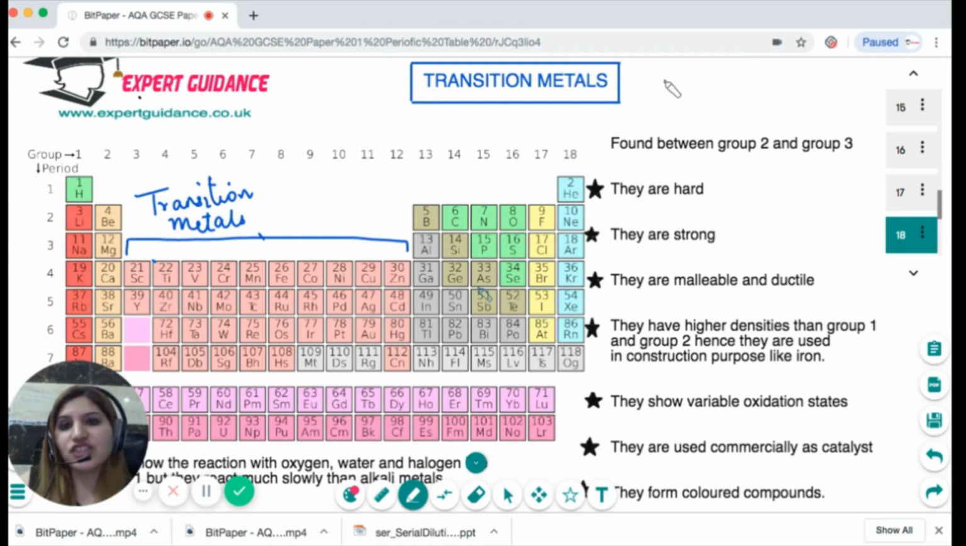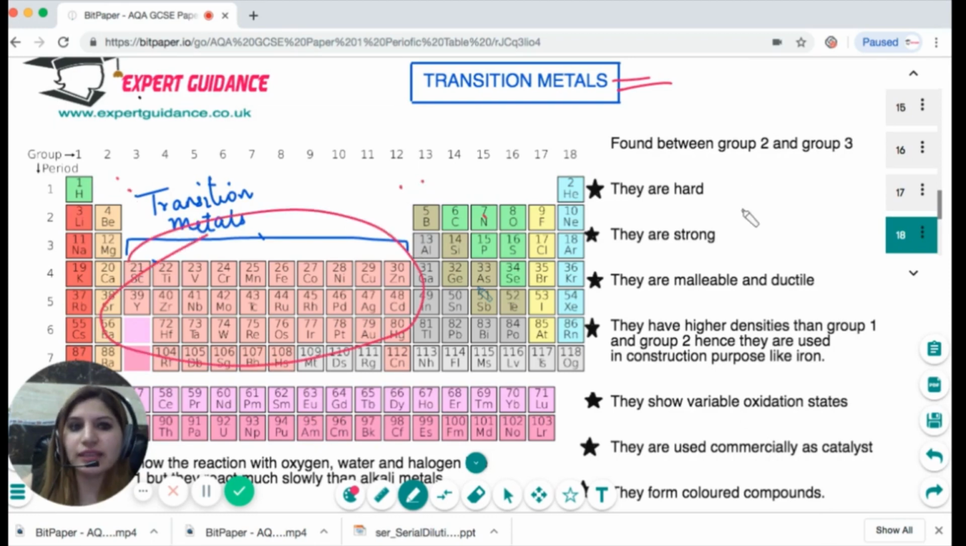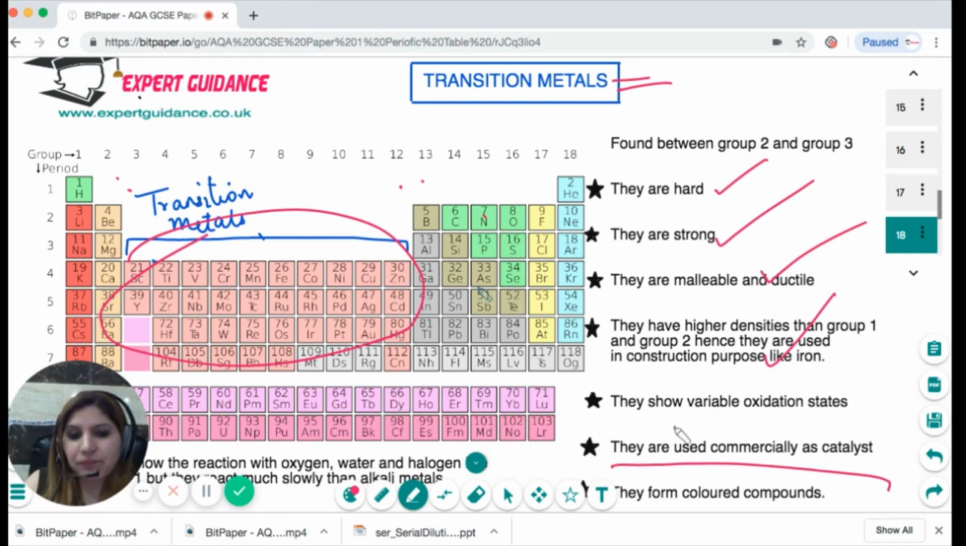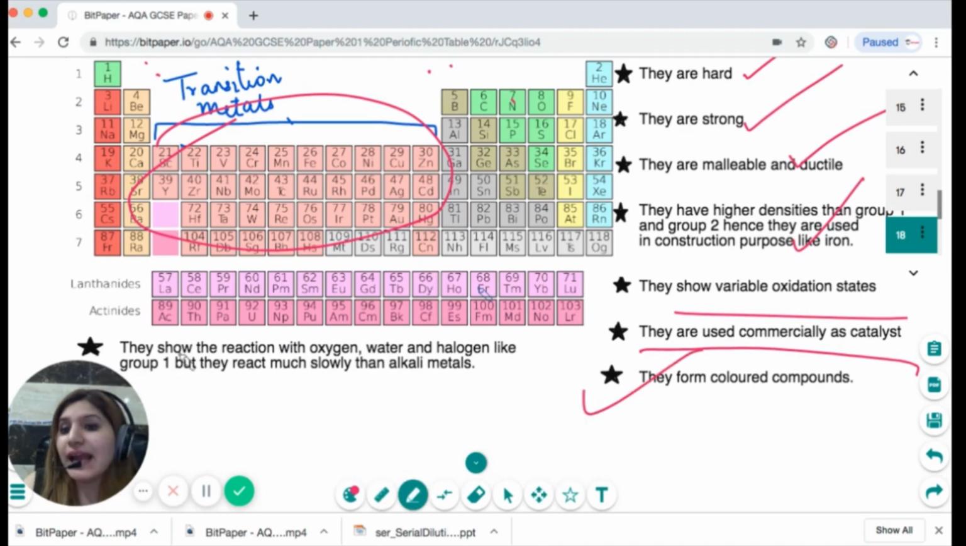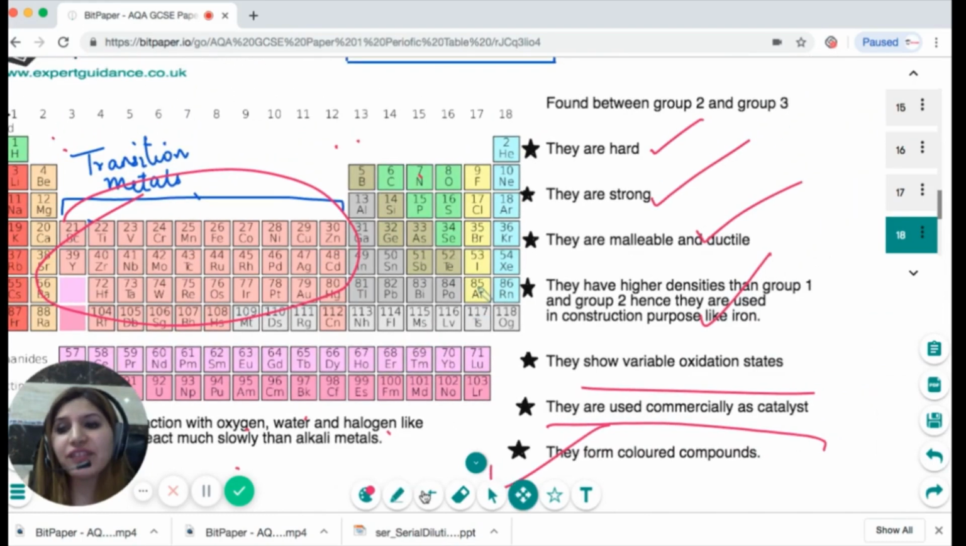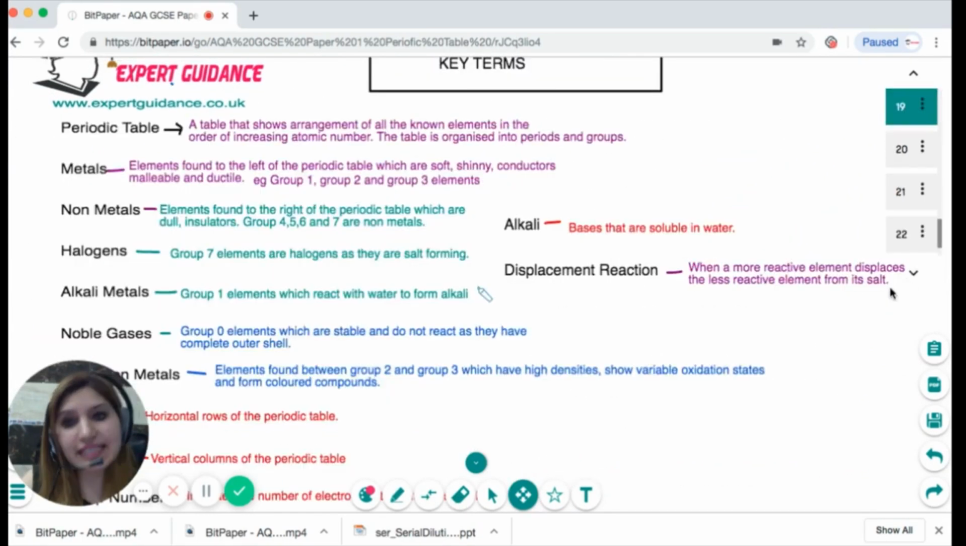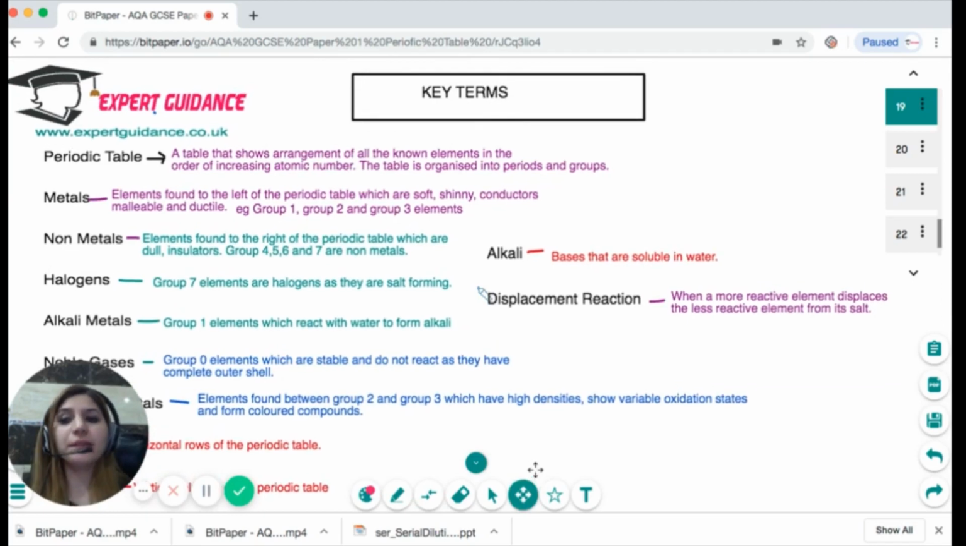Okay, now let's do the last topic, transition metals, which is a chemistry-only topic. Transition elements are found between group 2 and 3. So this block is the transition metals. They are hard, they are strong, they are malleable and ductile. They have higher density than group 1 and group 2. Therefore, iron, which you have seen, and copper, which you have seen, are used for construction purposes. They are used commercially as catalysts. They show variable oxidation states. They form colored compounds, okay? And they react with oxygen, water, and halogens like group 1, but they react slowly, so they do not corrode easily, okay? So I hope the periodic table is clear to you.